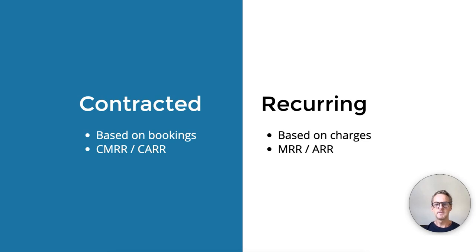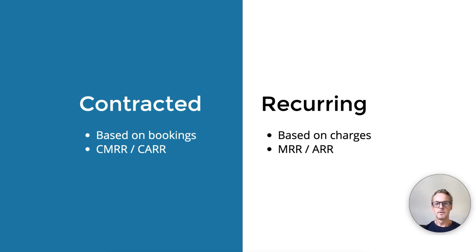So we can either look at a monthly level, CMRR, or a yearly level, CARR or CAR, where C stands for contracted. Recurring revenue, on the other hand, referred to as MRR or ARR, is based on charges and has the benefits of giving us a very detailed analysis. We can slice and dice our data on any kind of dimension related to, for example, order, product, charge or charge plan, etc.